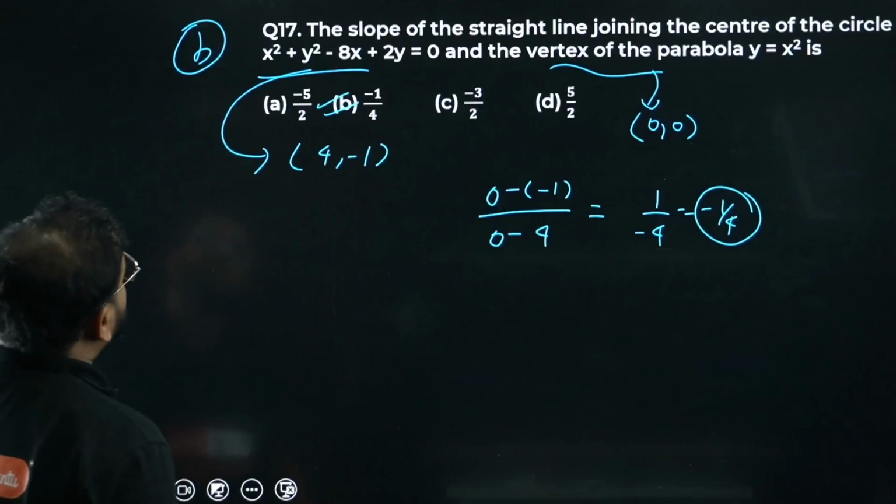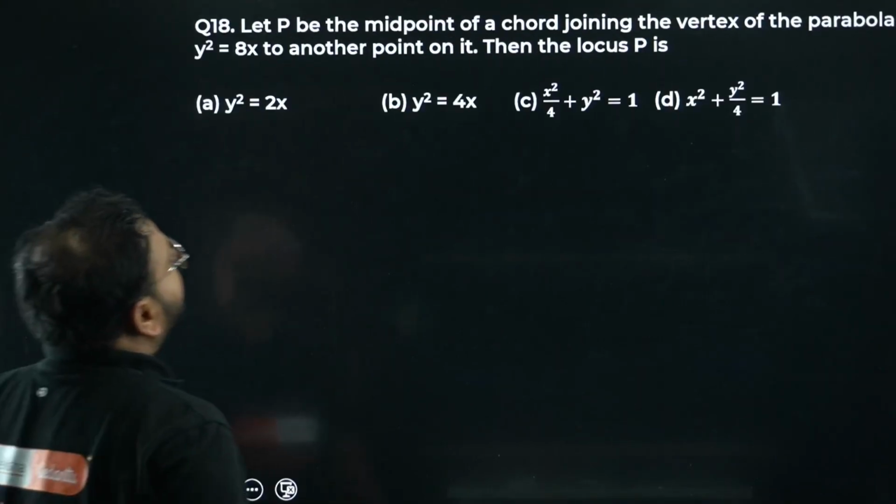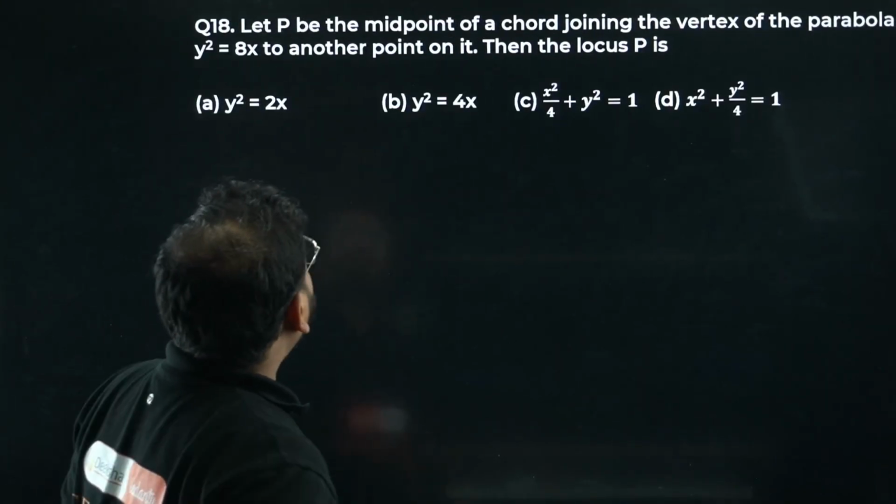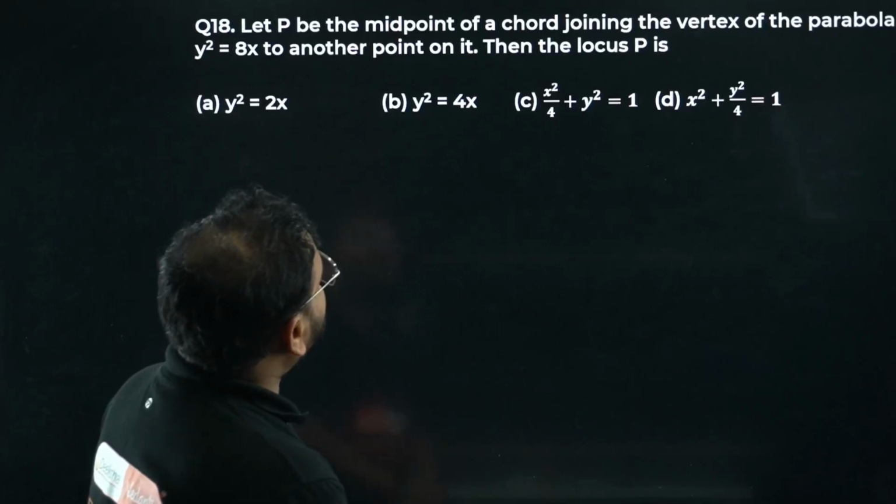18th now. 17th option was B. Let P be the midpoint of the chord joining the vertex of the parabola.